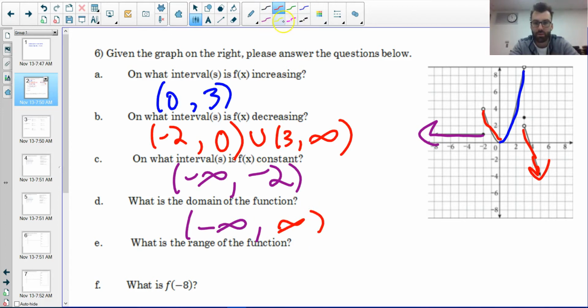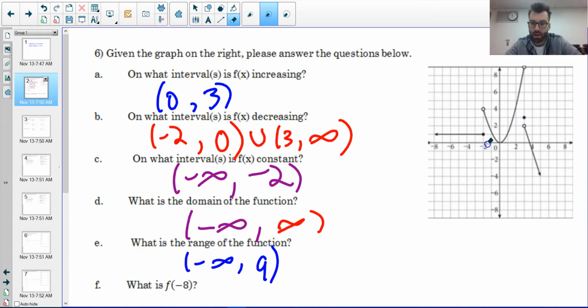What is the range? The range is read from bottom to top. I can't see the bottom because this is going on forever in the negative direction, so that's -infinity. To top, well, I stop up here, and although I've covered it up, our y value here is an open dot, which means I cannot include it. I cannot include 9, so I put a little parenthesis around it.